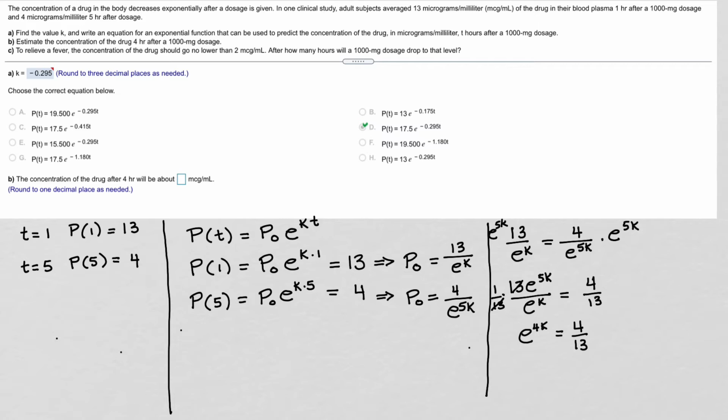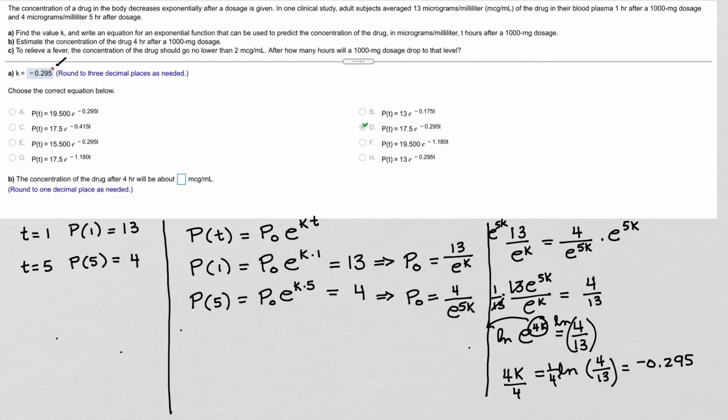So if e to the 4k is equal to 4 over 13, I can take the natural log of both sides, and 4k comes out front, and that's natural log of e, so that's just 1. So 4k is equal to the natural log of 4 over 13, and then I just divide both sides by 4, or multiply by 1 over 4. And when I calculate 1/4 times the natural log of 4/13, I get negative 0.295. Okay. So that's the value of k.